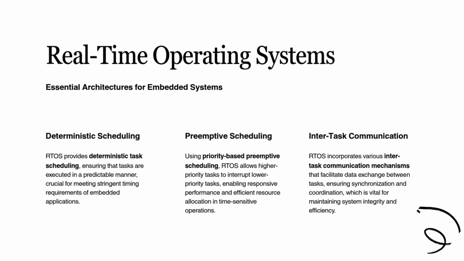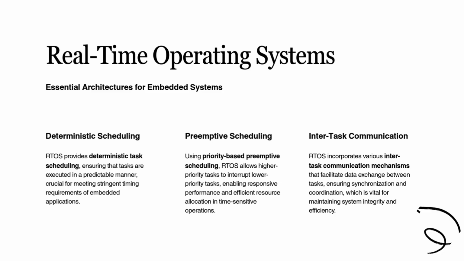Now, let's delve into the crucial role of the real time operating system, or RTOS, in embedded systems. First, a real-time operating system provides deterministic scheduling. This means tasks are executed in a predictable order, which is essential for meeting the stringent timing requirements of embedded applications. Think of it as having a reliable train schedule where every train arrives and departs exactly on time.